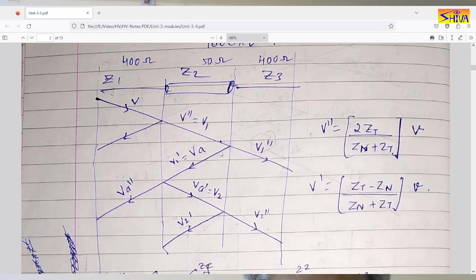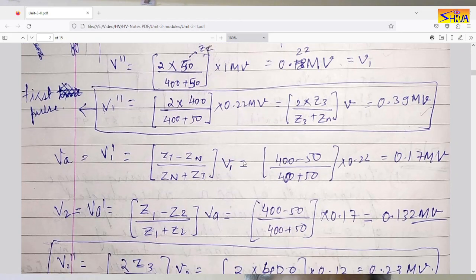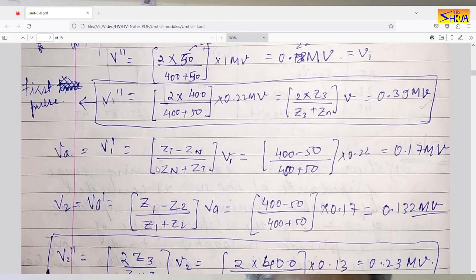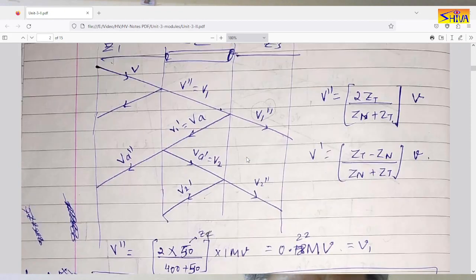Now we have to determine VA. VA is the reflected wave. This will be the formula. For this, Zt will be equal to Z3 and Zn will be equal to Z2. So V1 dash, that is VA, is Zt minus Zn upon Zn plus Zt into V1. So substitute the values, 400 minus 50 divided by 400 plus 50 multiplied by 0.22, that is equal to 0.17 megavolt. So this is 0.17 megavolt.